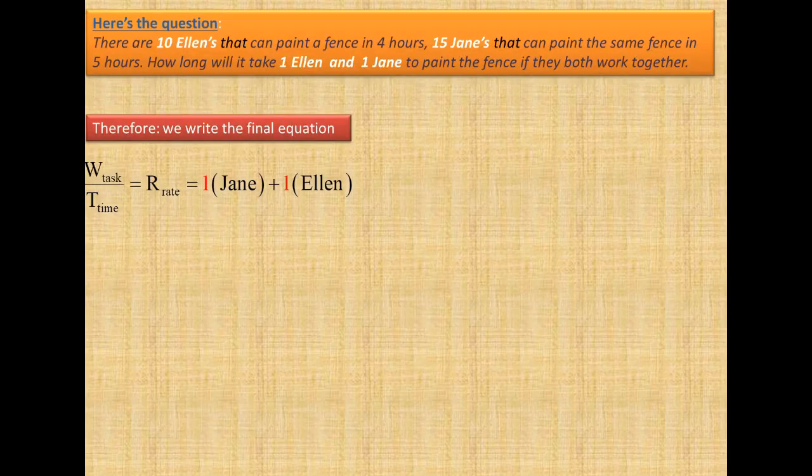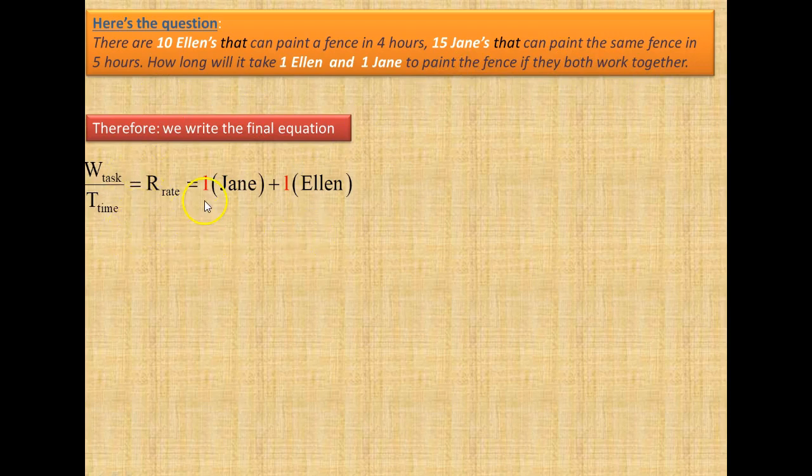So here's the question. There are 10 Ellens that can paint a fence in 4 hours and 15 Janes that can paint the same fence in 5 hours. How long will it take 1 Ellen and 1 Jane to paint the fence if they both work together? And there's a special reason why I'm going through this problem like this, so you'll understand how to separate that problem, and you'll see how this works out. So therefore, we write the final equation. How long will it take 1 Ellen and 1 Jane to paint the fence if they both work together? And we write that out as such.